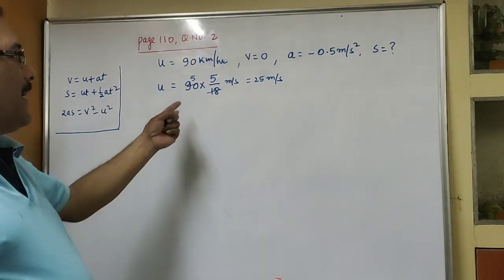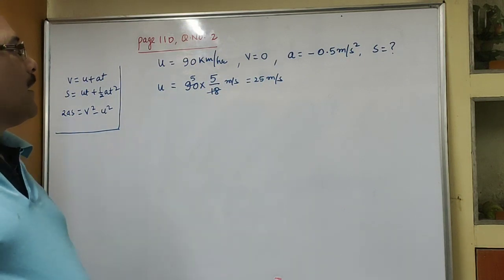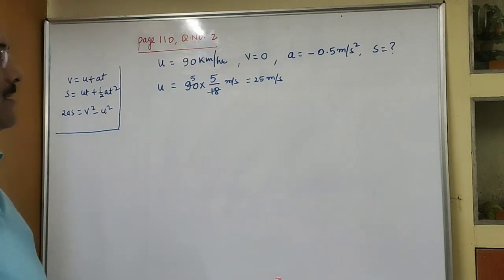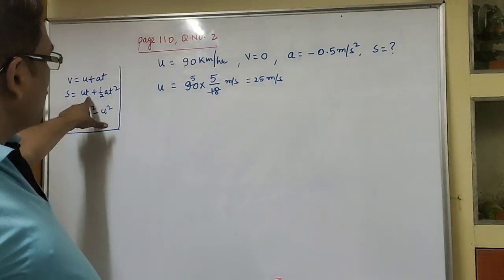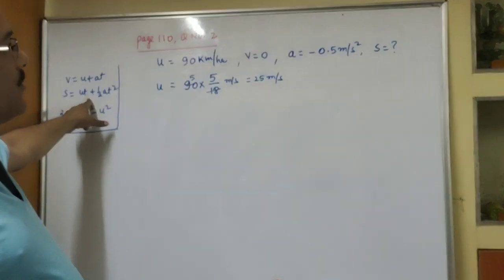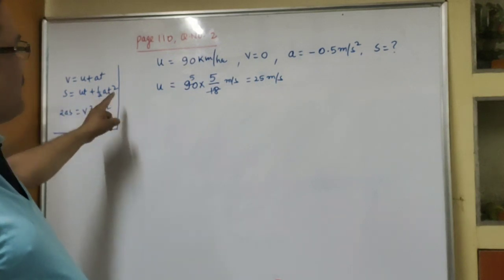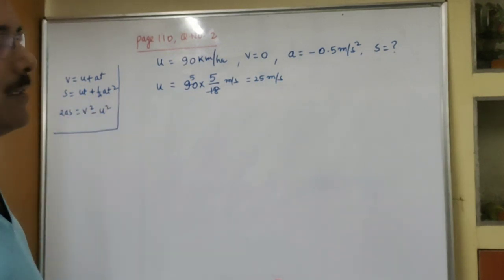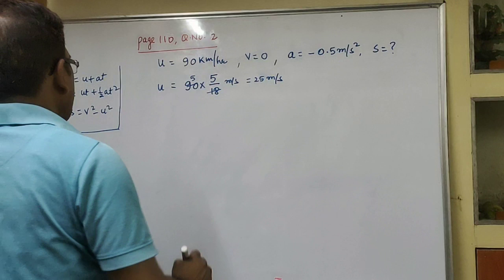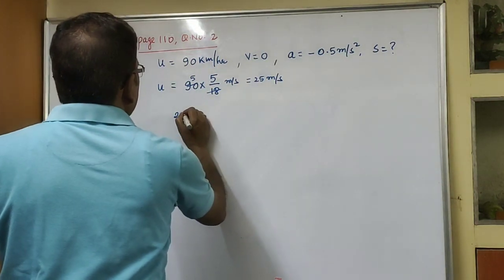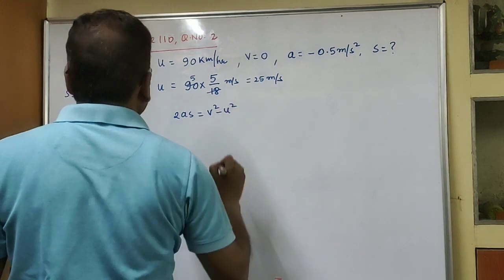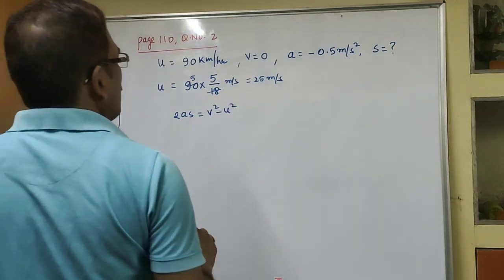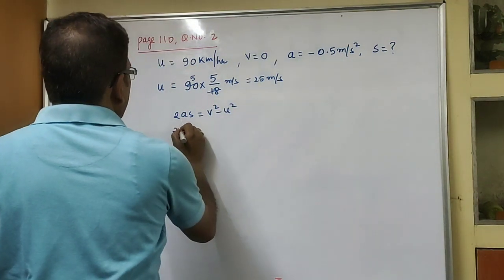So after multiplying it with 5 by 18, we are getting 25 meters per second. Time is not given, so we can't use the second equation of motion to calculate S, isn't it? So we will use the third equation of motion. Write the third equation: 2as is equal to v square minus u square. So it can be written as, substitute the values.